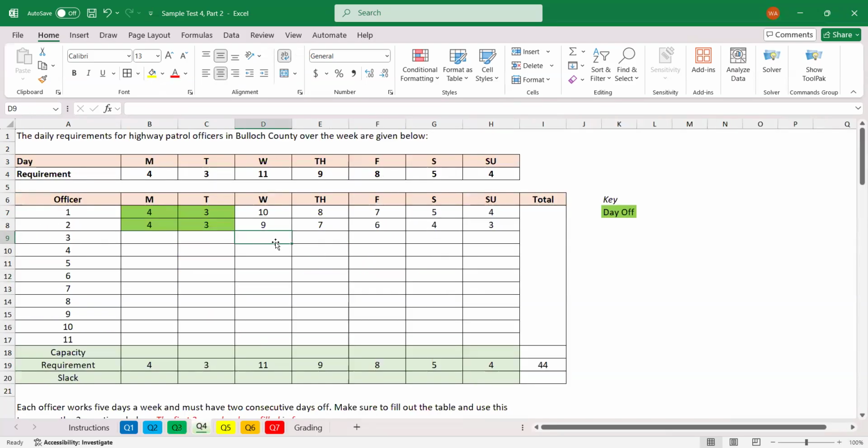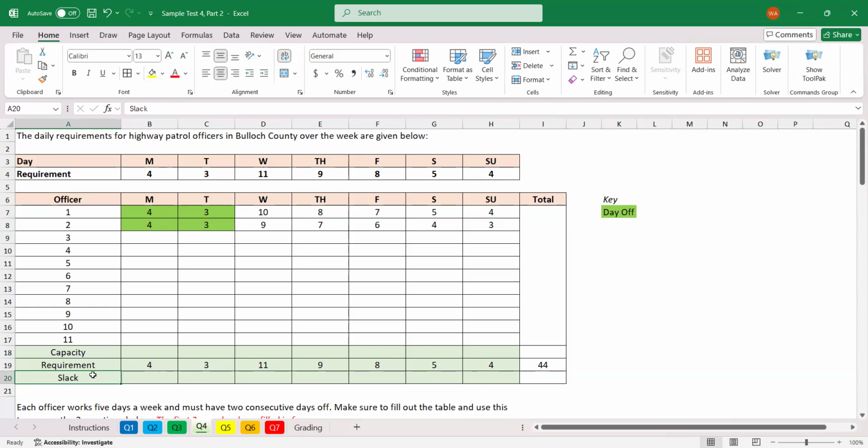All right, so question 4 is asking us to try and schedule out the daily requirements for highway patrol officers in Bullock County over the week, given below. So you're told you need 4 officers on Monday, 3 officers on Tuesday, all the way to Sunday, you have 4 officers on Sunday. So we're basically going to try and see where we schedule these officers, and can we calculate the amount of slack once we've scheduled out all these officers.